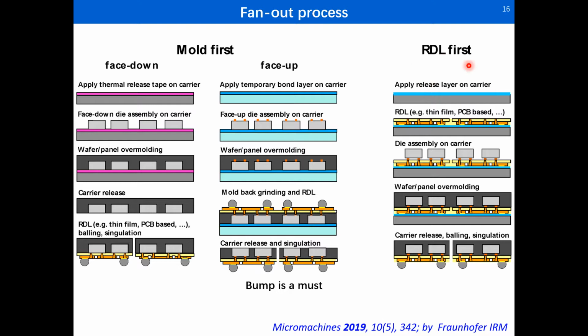The other method is RDL first. RDL is directly fabricated on the carrier and then has copper traces on the top. And then the chips are mounted on the carrier with RDL, and then molding, and then release the carrier, and then solder balls.